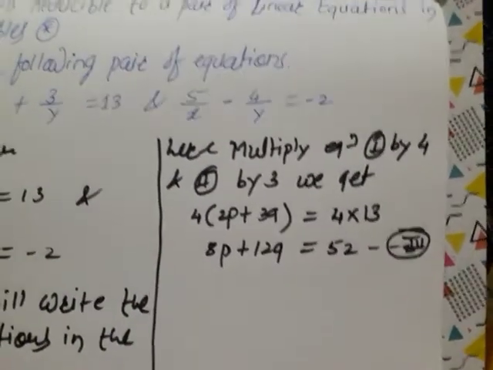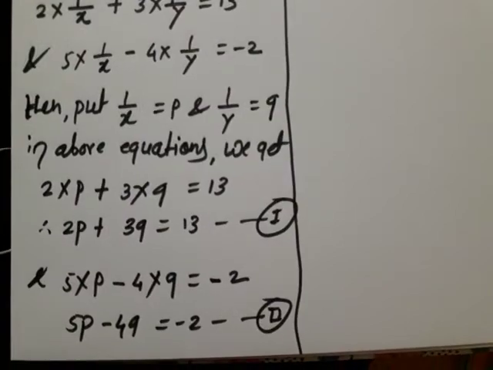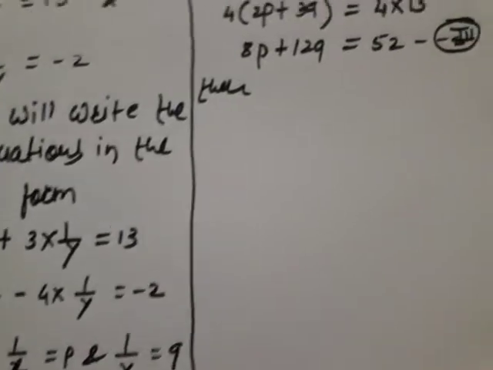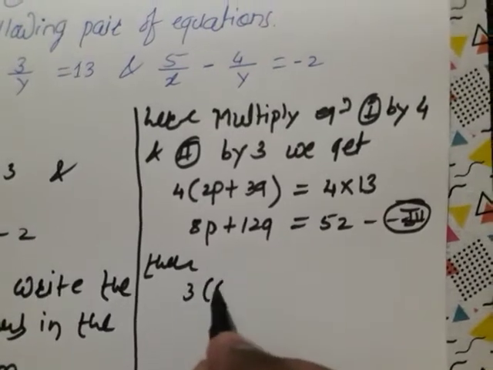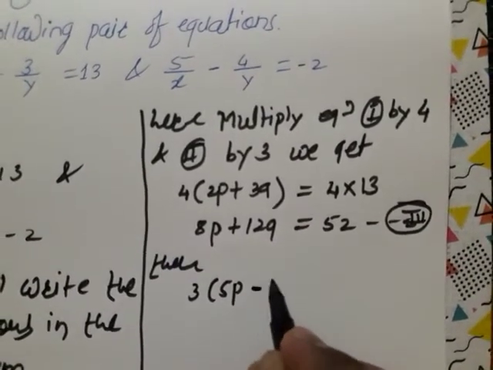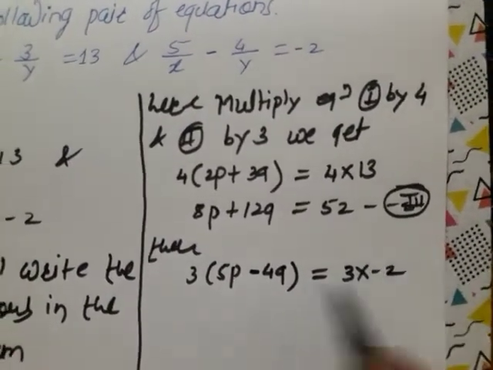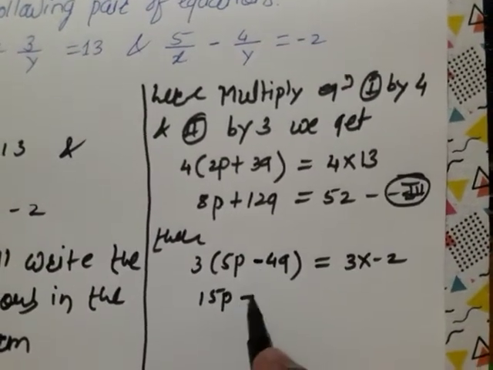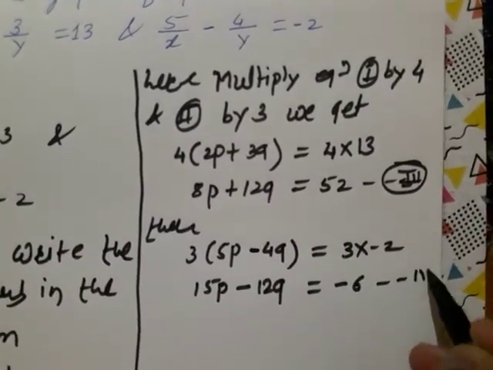Okay. Then next, the remaining equation. Which is the remaining equation? Equation 2. What is equation 2? 5p minus 4q is equal to minus 2. We have decided to multiply by 3. 3 in bracket 5p minus 4q is equal to 3 into minus 2. 3 into 5, 15p, plus into minus, minus, 3 into 4, 12q is equal to minus 6. This is the equation number 4.